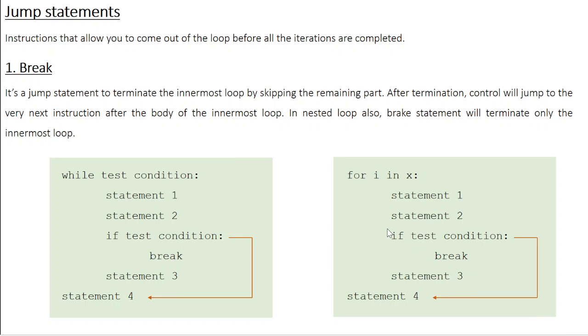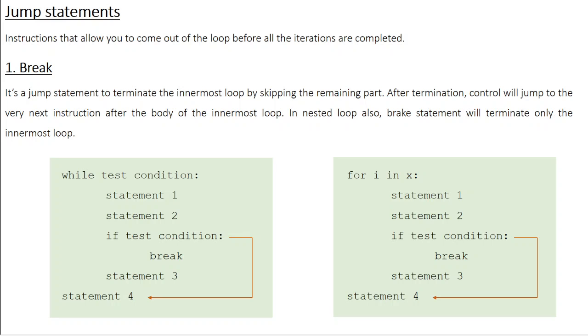In the last class, we discussed about loops, which are used to execute instructions repeatedly. And there are two types of loops, the for loop and while loop. So if you know the number of iterations beforehand, or in the case of definite iterations, you can use a for loop. In the case of indefinite iterations, where the number of iterations are not known beforehand, you can use a while loop. Now suppose you want to come out of the loop before all the iterations are completed. You can do this using an instruction known as jump statement.